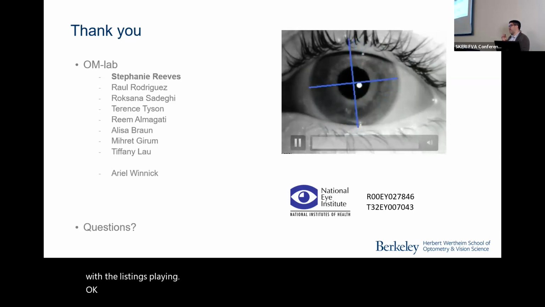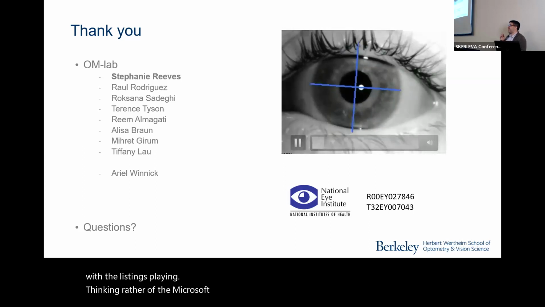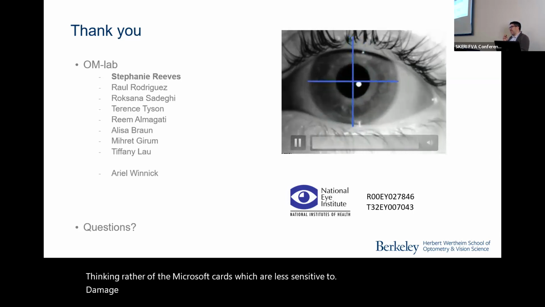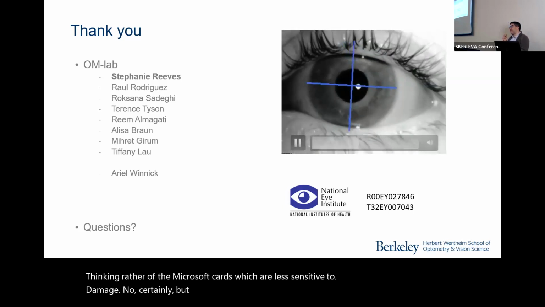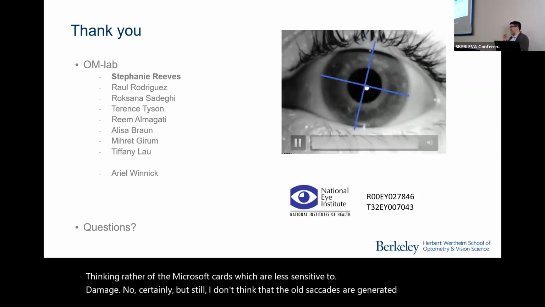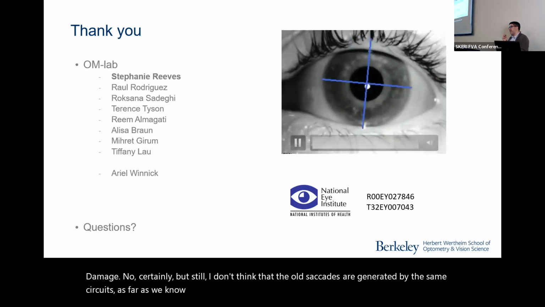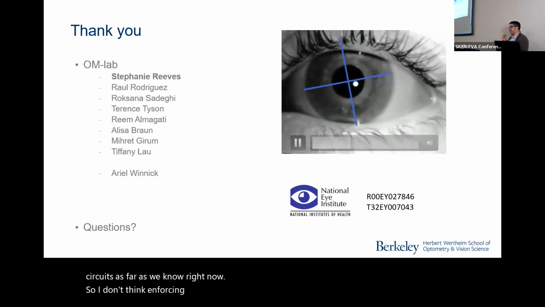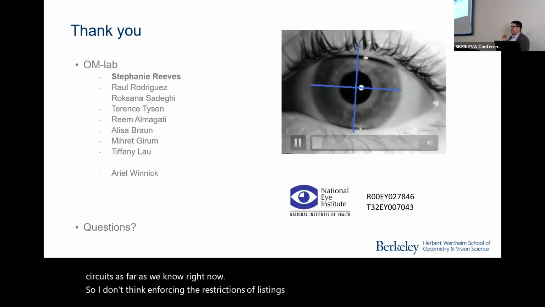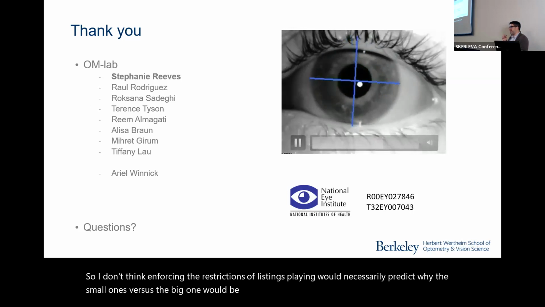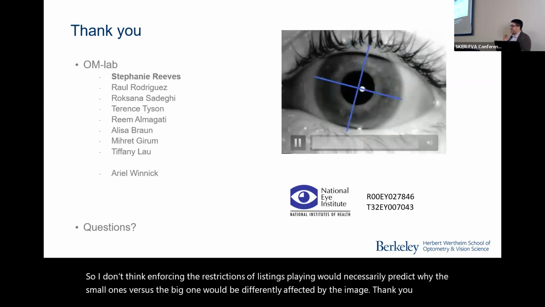Thinking rather of the microsaccades, which are less sensitive to the image. Yeah, no, certainly. But still, I don't think that all saccades are generated by the same circuits as far as we know right now. So I don't think enforcing the restrictions of Listing's plane would necessarily predict why the small ones versus the big ones would be differently affected by the image. Thank you.